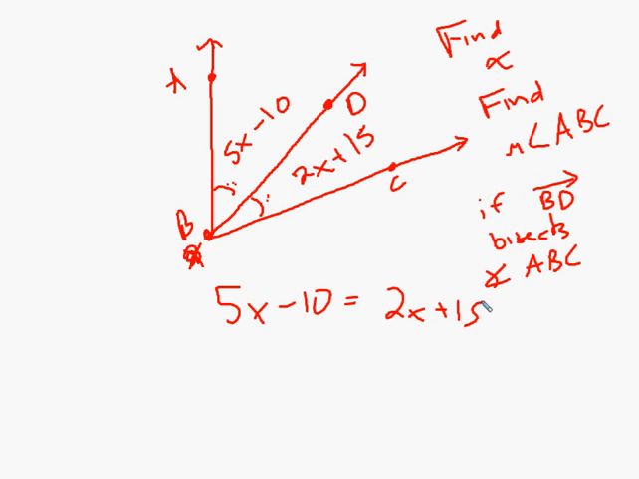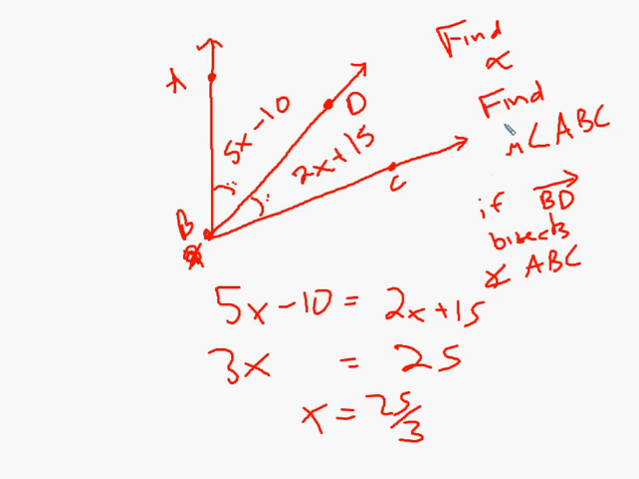So we do need to be careful whether things are going to be equaling each other or whether I add them together to get something else. That's going to be a key thing. So what do we do now? Get like terms on the same side. So subtract the 2x, add the 10, and then divide by 3.